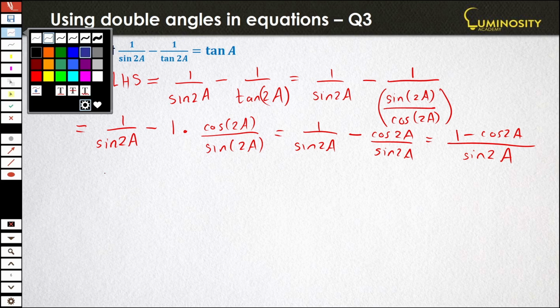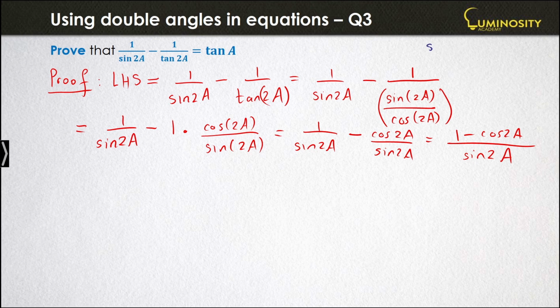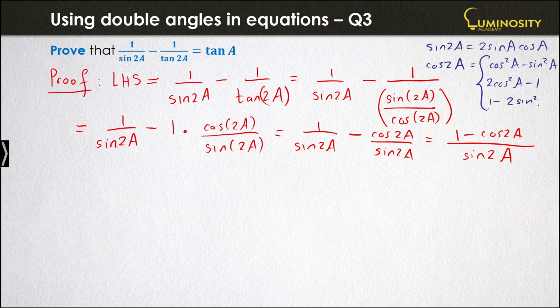At this point, we've got to ask ourselves, well, what are the double angle identities that we know? Well, we know that sine of 2 times an angle is 2 times sine the angle, cos the angle. And then cos 2 times the angle, that's going to be one of 3 options, right? It's cos squared a minus sine squared a, or it's 2 cos squared a minus 1, or 1 minus 2 sine squared a.